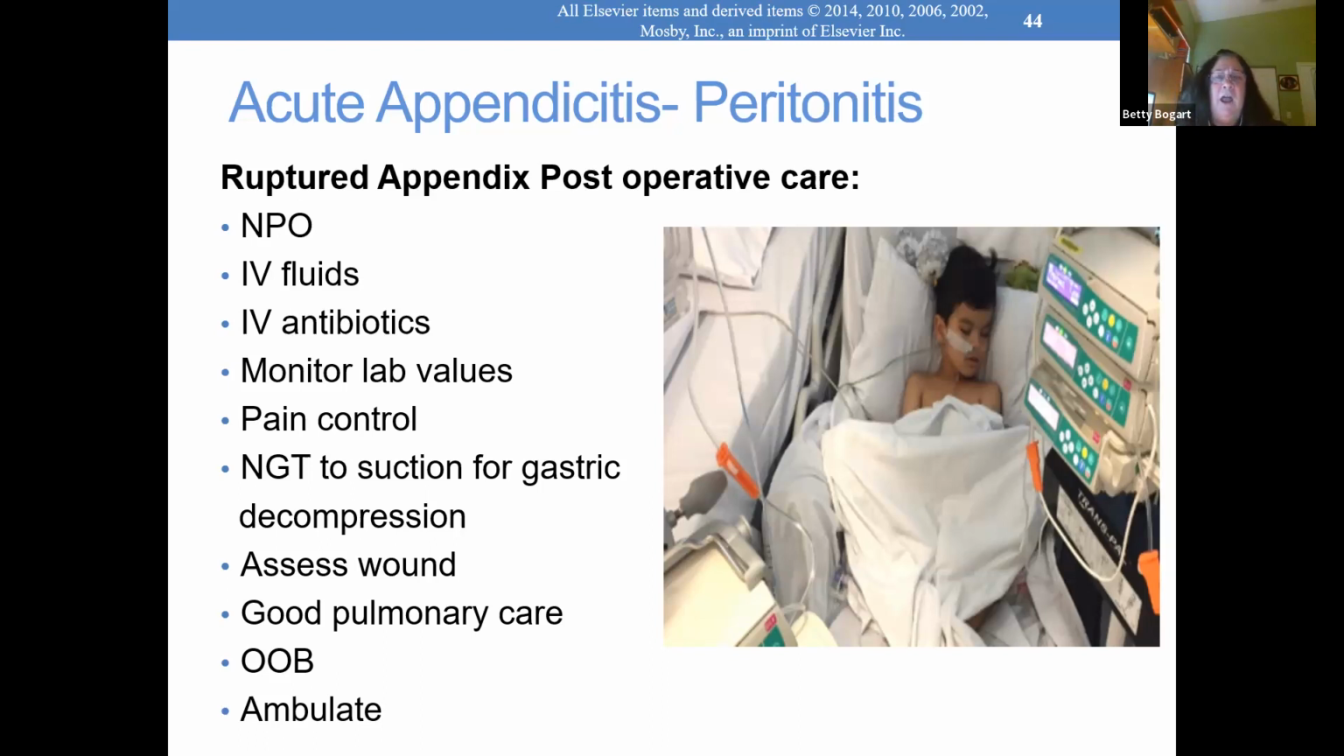Okay? Another thing. Remember, that appendix has spewed contents in the whole abdomen. So that abdomen is infected. When they close that wound, it's an infected area. It could dehisce. Checking that wound frequently, making sure it's not opening, is very, very important because they will open many times.